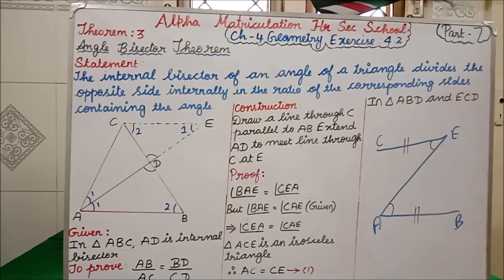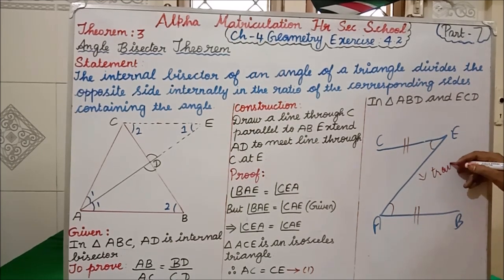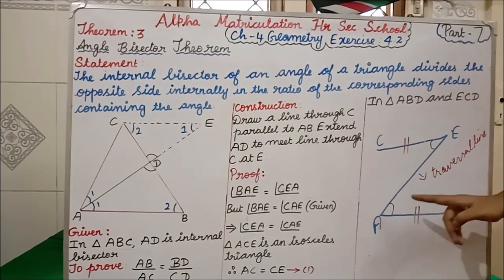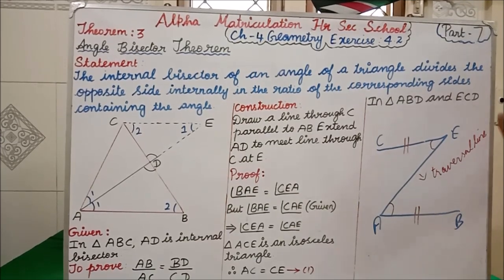In 8th standard, in parallel lines, if one line intersects them, what is this line called? This line is the transversal line, isn't it? So in that, here one angle, what does that angle represent? Alternate interior angles. Alternate means what?